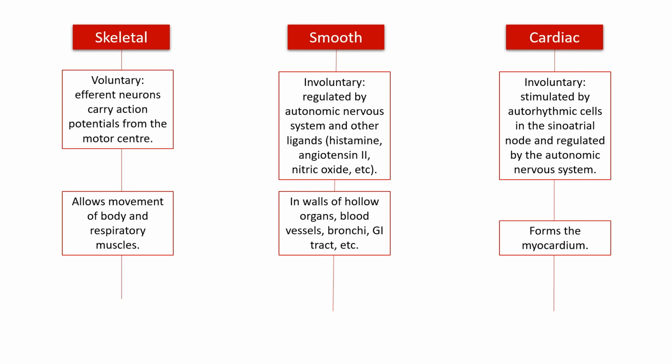But generally, in terms of body movement, of course, in terms of skeletal muscle, we make a decision as to whether we're going to move our arm, move our leg, twitch an eyebrow, anything. And that all takes skeletal muscle. Smooth muscle, as we said, is found in the walls of hollow organs, blood vessels, the bronchi, the GI tract, all those sorts of places. Cardiac forms, of course, the myocardium.